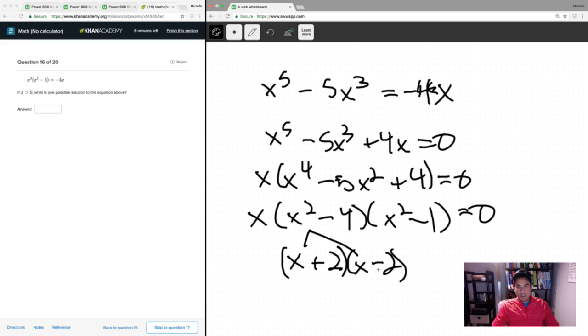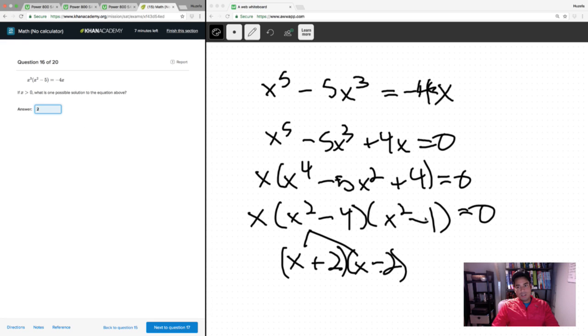This factors into this. And this gives us a root of -2 and +2, but we need x greater than 0, so we can stick with +2. That's all we need to do. This would also give us a 0 of 1, so 2 or 1 should both be correct.